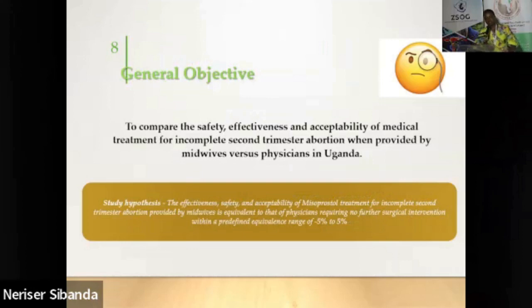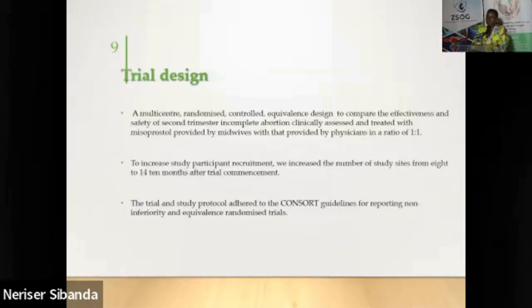So what was the general objective? It was to compare the safety, effectiveness, and acceptability of medical treatment of incomplete second trimester abortion when provided by midwives versus physicians in Uganda. And our study hypothesis was that the treatment outcome in terms of complete abortion among women that were managed by midwives would be equivalent to that among women managed by physicians within a predefined equivalence margin of -5 to +5%.